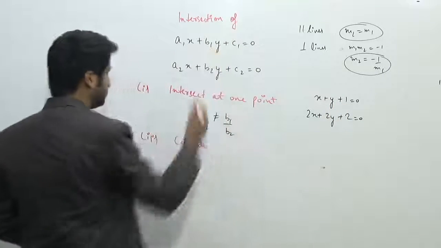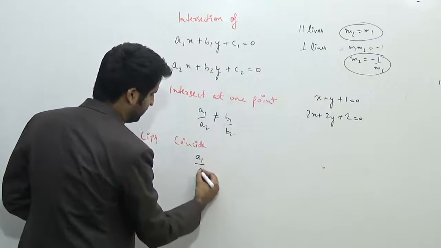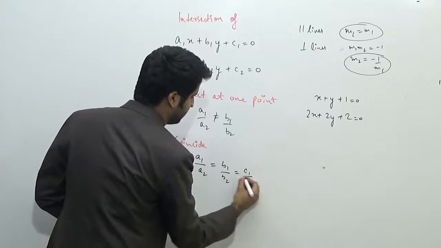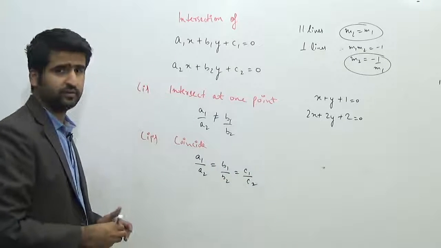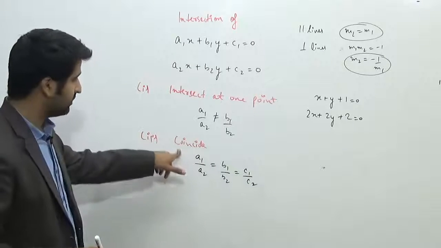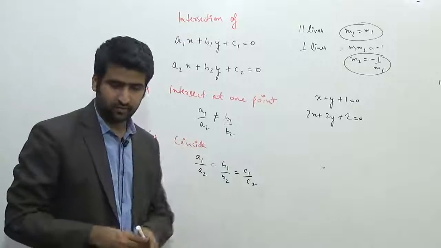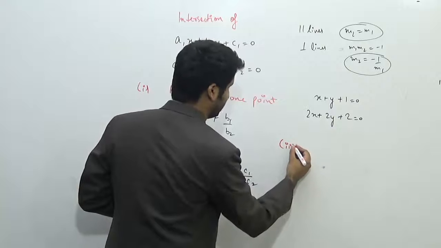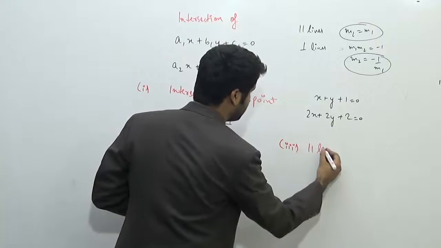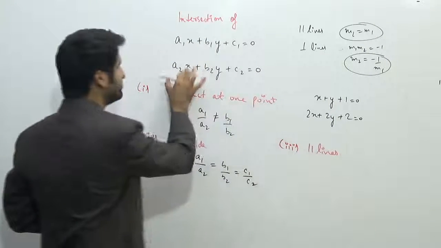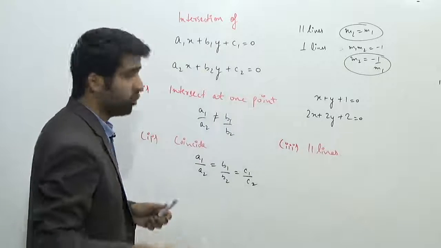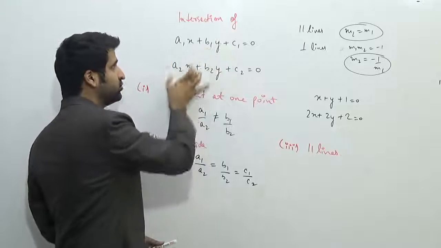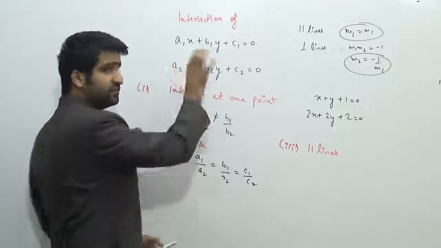So this will mean A1 upon A2 is equal to B1 upon B2 is equal to C1 upon C2. Right? So this is the condition for coinciding lines. The third condition is the condition for parallel lines. The condition of parallel lines will be that the slopes will be the same. Slopes are defined by these two coefficients, the coefficient of x and the coefficient of y.